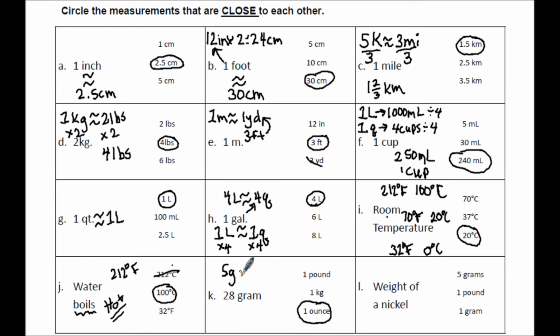Now 28 grams is actually pretty small because I know that 5 grams is a nickel. So about 5 nickels is not even close to a pound or a kilogram, which are not exactly the same, but closer to each other. And we should know that the weight of a nickel is just 5 grams. 1 pound is way too big, and 1 gram is way too small.